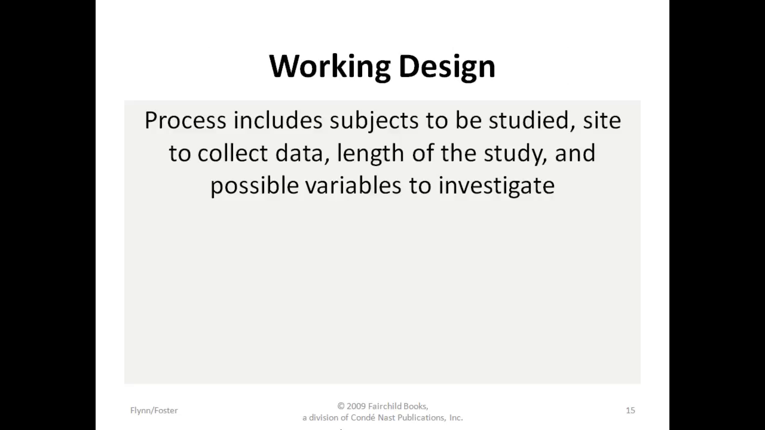Looking at the working design of qualitative research, the process for it includes subjects to be studied, site to collect data, the length of the study, and the possible variables to investigate. And qualitative research uses emergent design, and this is because it may change or develop as you go along. So an example of this would be you're planning to observe how women dress on the streets of downtown Boston. However, you get to downtown Boston where you plan to observe, and there's tons of construction going on, and no people are out walking. So you may have to move your actual site to collect your data somewhere else.